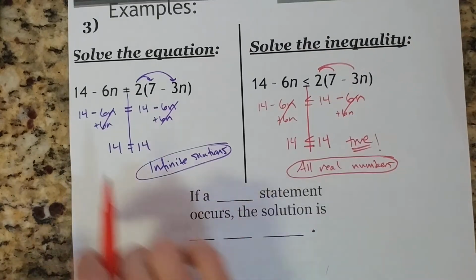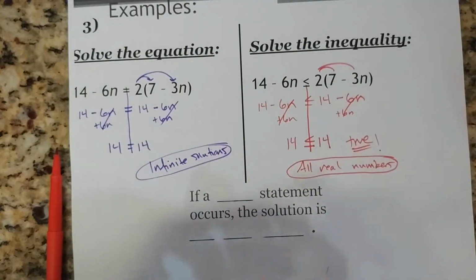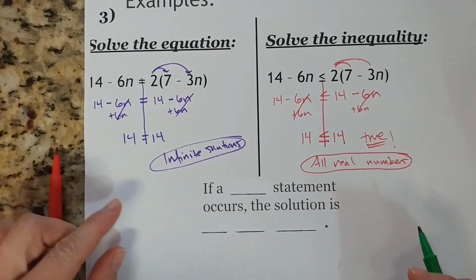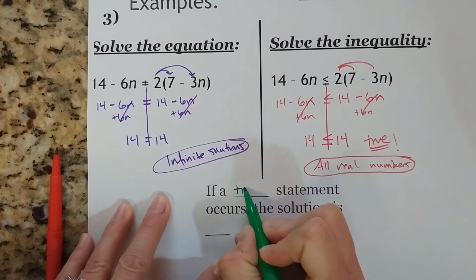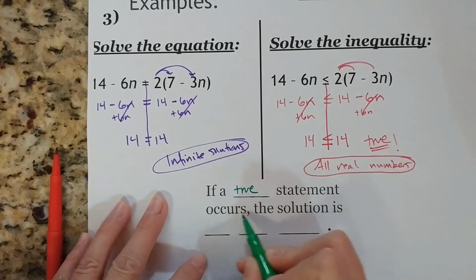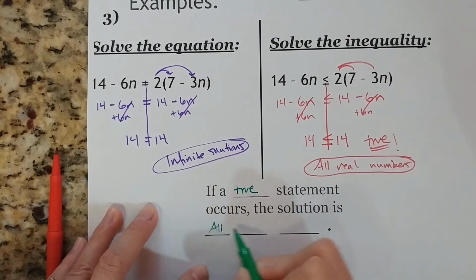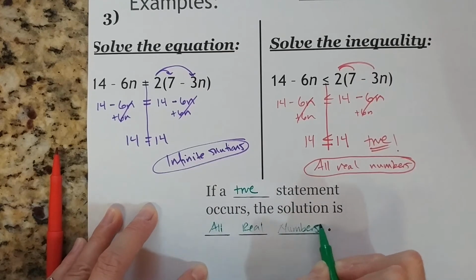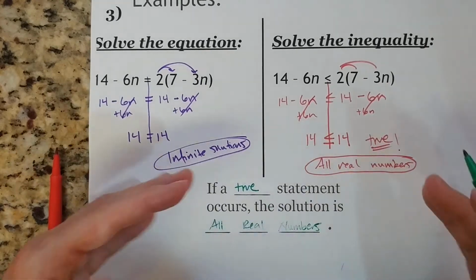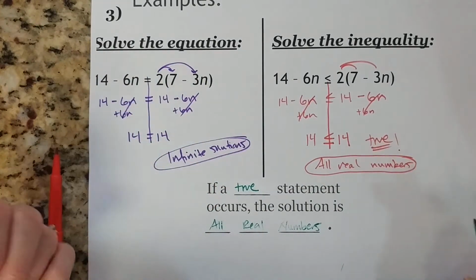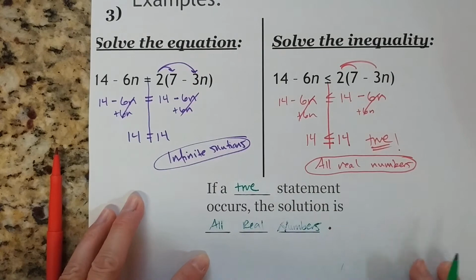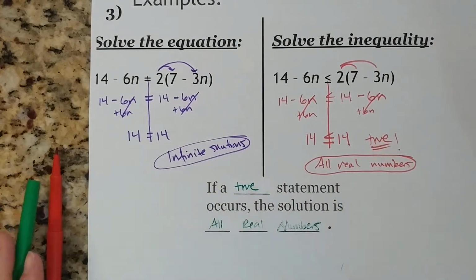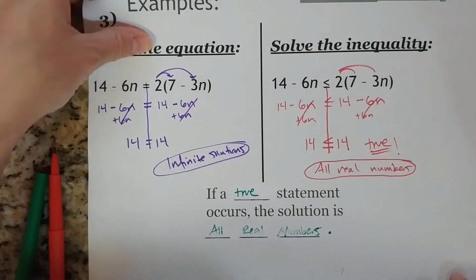Okay? So down at the bottom here, now you will see, I have this statement on the bottom of my sheet, but you have it on the left of yours. So I'm going to write, if a true statement occurs, the solution is all real numbers. Okay, so if the variable completely cancels out and I have a true statement, answer is all real numbers. Okay, so I bet you can probably guess what's going to happen next in number 4.